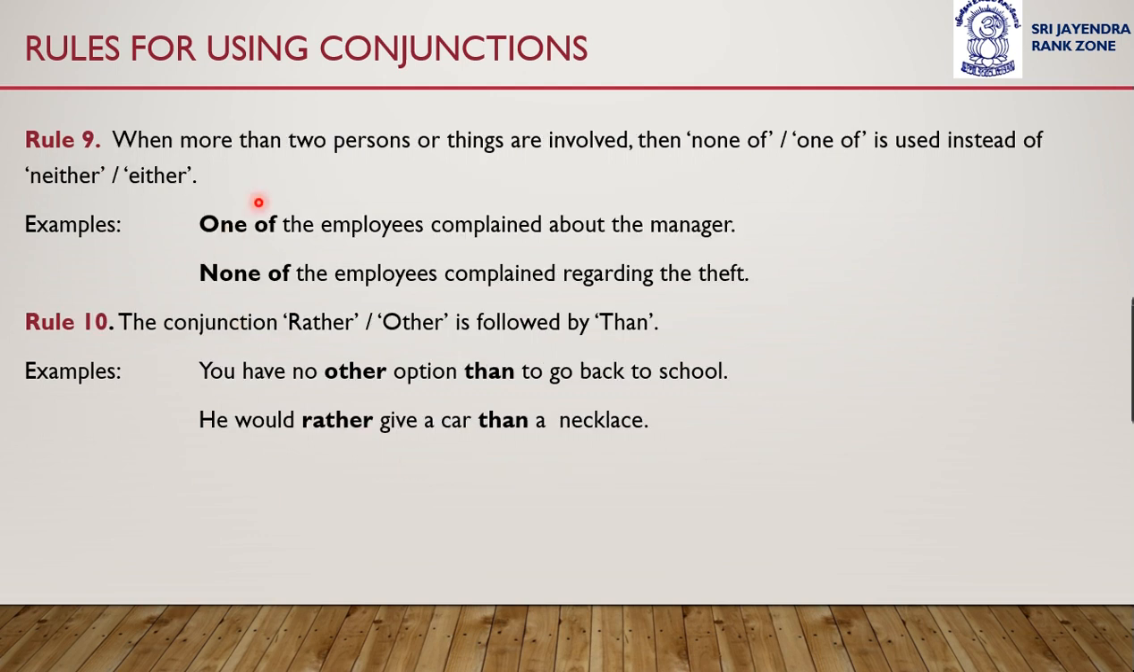Let's move on to rule number 9. When more than two persons or things are involved, then none of or one of is used instead of neither or either. Examples: none of the employees complained about the manager. None of the employees complained. None of the employees complained regarding the theft. So, one of the employees complained about the manager is an affirmative sentence, and we have used one of instead of either because the number of persons involved is more than two. We will use either when two persons are involved. We will use one of when more than two persons are involved.